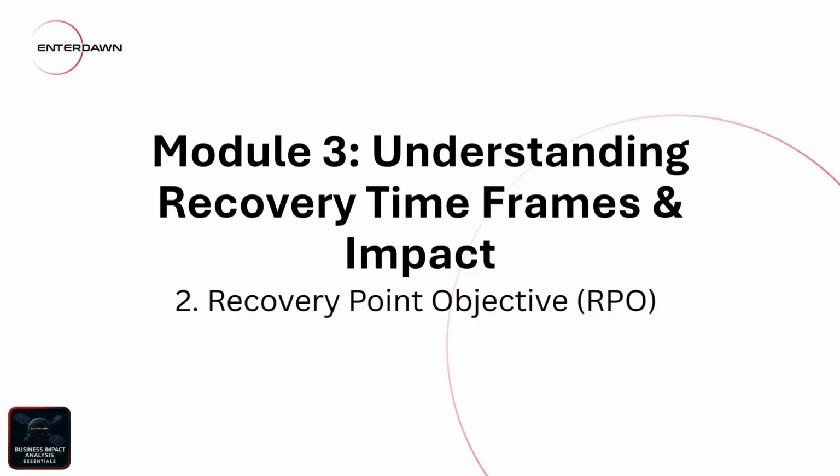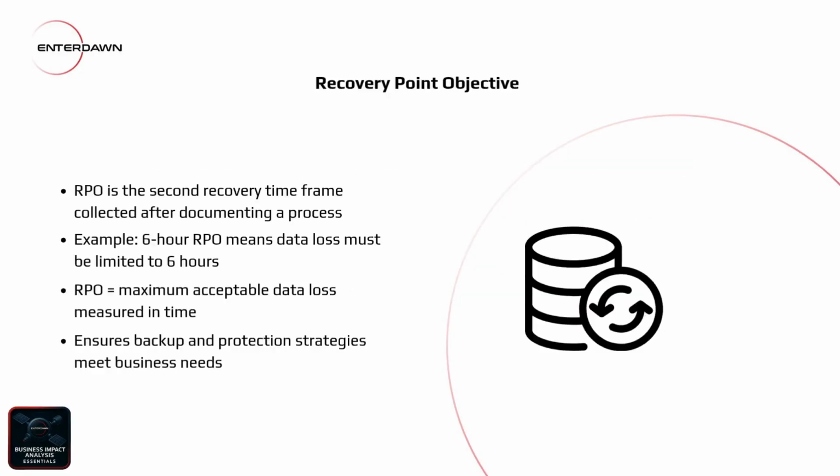Section 2, Recovery Point Objective. Recovery Point Objective, also known as RPO, is the second recovery time frame assessed and should be collected from the process lead immediately after the business process has been documented. RPO is the maximum acceptable amount of data loss measured in time. It determines the point to which systems or data must be restored to ensure minimal disruption.